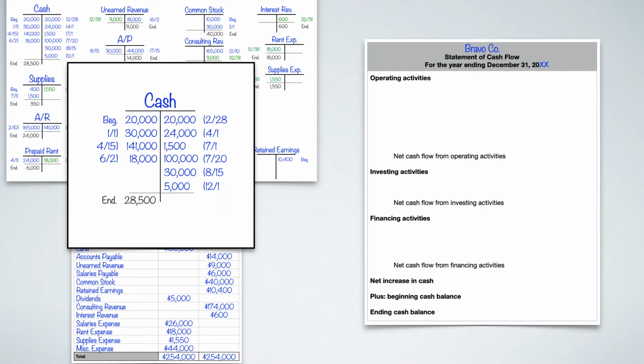Now, really, in order to do this, we need to go all the way back to what we did in chapter 1, where we went FA, IA, and OA. We just kind of identified things as FA, IA, or OA. And so I'm just going to do that real quickly.